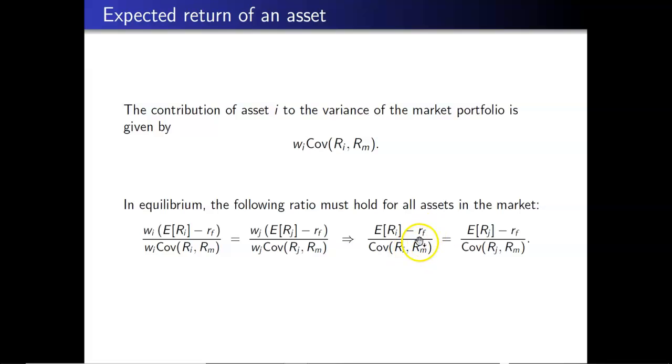So this gives us that the risk premium of each asset divided by the covariance between the return of this asset and the market portfolio should be equal for all assets in the market.